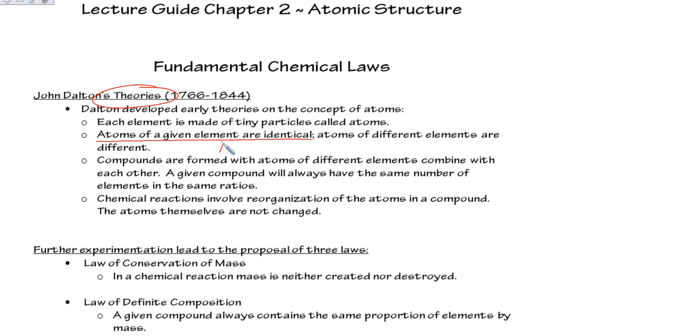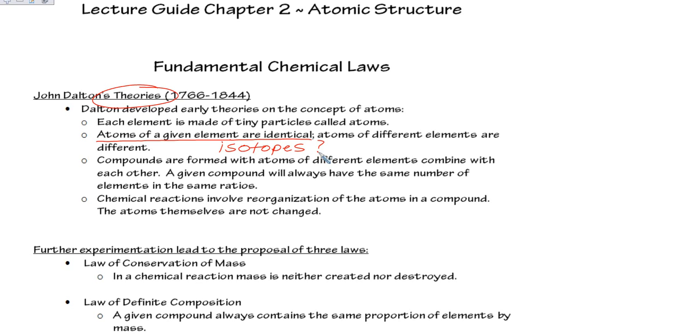What about isotopes? Isotopes are atoms of the same element, but they have different masses because they have different numbers of neutrons. This first part today would not be true anymore. We have better data that supports the existence of isotopes. The rest of this I'm fine with.